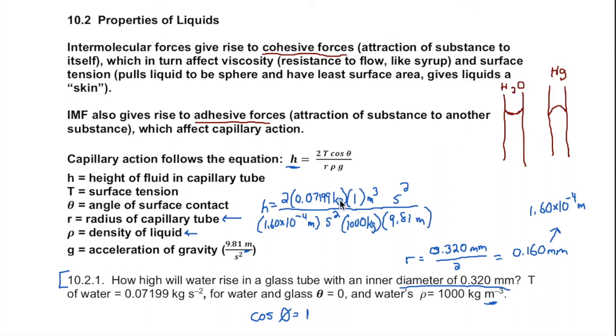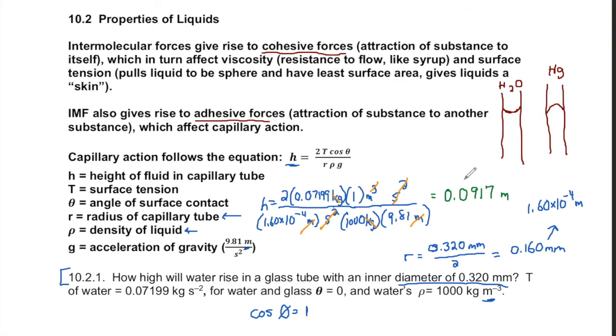So let's check on our units here. Our kilograms are going to cancel. We have 2 meters in the denominator, 3 in the numerator. So I'll just cross out the 3 here. That'll cancel 2 of these. We'll still have meters. And the seconds squared are going to cancel. So all we're going to have is meters. So this ends up being 0.0917 meters, which is about 9 centimeters, about 3.5 inches. So it's a significant height that it gets drawn up into this very thin glass tube.